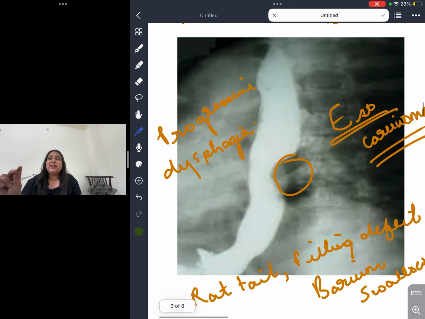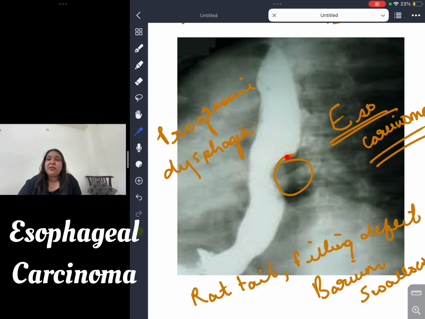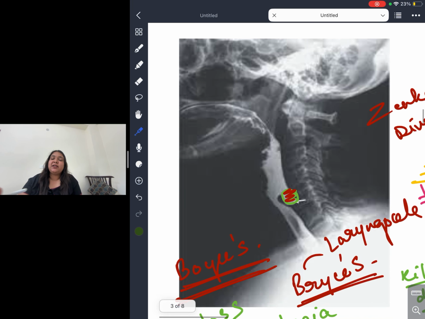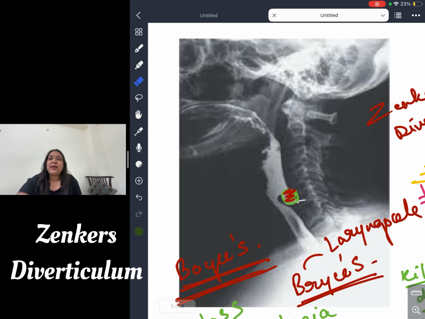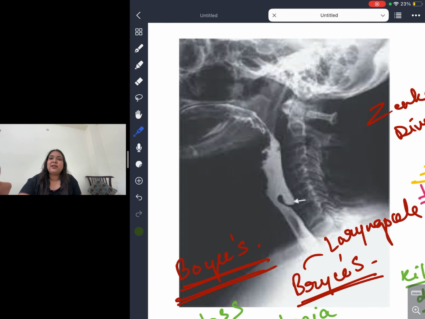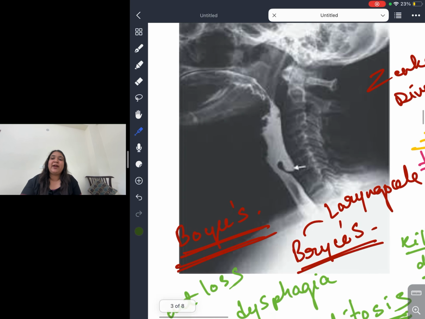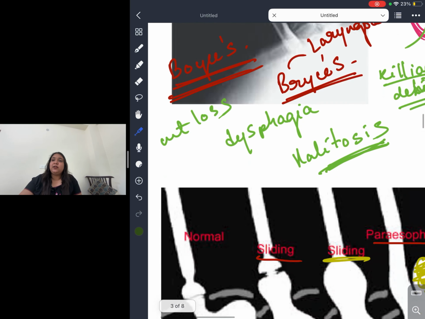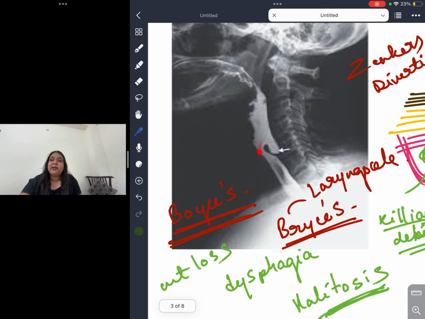This image is your esophageal carcinoma with a filling defect over here with a rat tail appearance on barium swallow. And this is an image of a Zenker's diverticulum. You can actually see this pouch over here. This is an image of Zenker's diverticulum. You can find your Boyce sign over here. Do not get confused with the Bryce sign. This pouching occurs in your Killian's dehiscence.